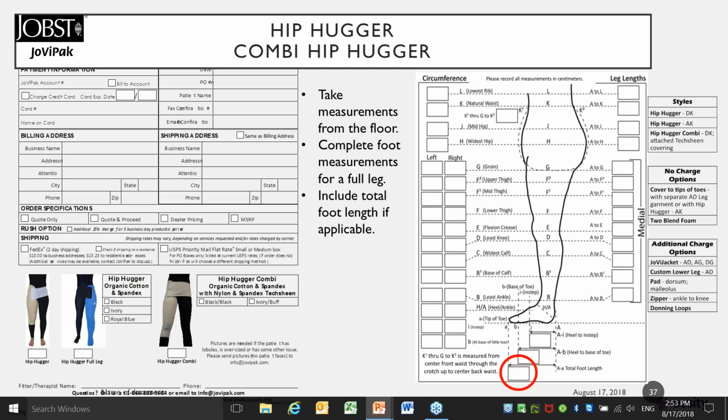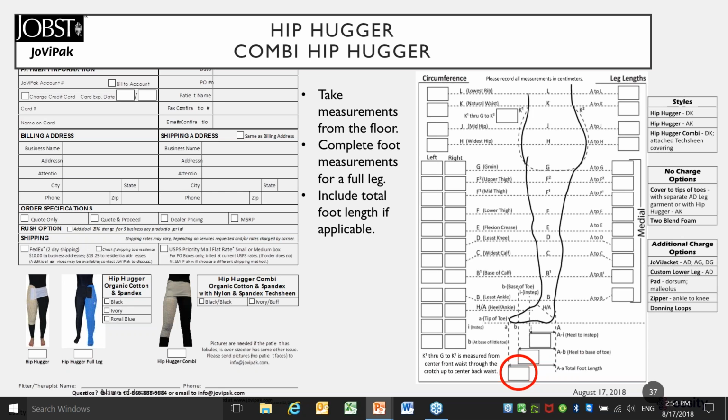So let's now talk about the order form here. First of all, let me explain the K through G through K. You take your measuring from the middle of the abdomen above the navel at the natural waist. You bring the tape through the crotch and then back to the posterior natural waist to K2. That length measurement then is at the very bottom of this form. All other measurements should be taken from the floor.